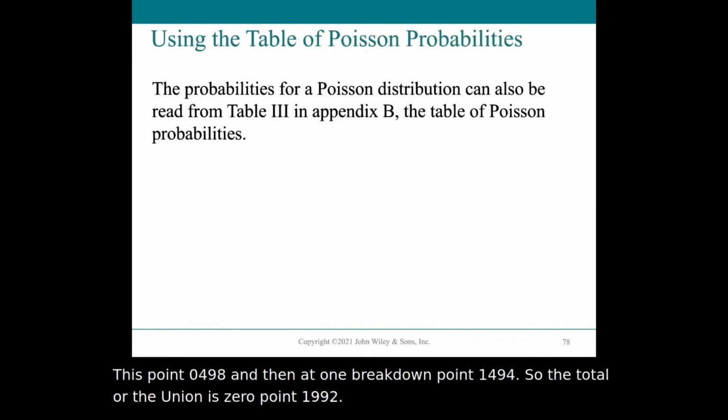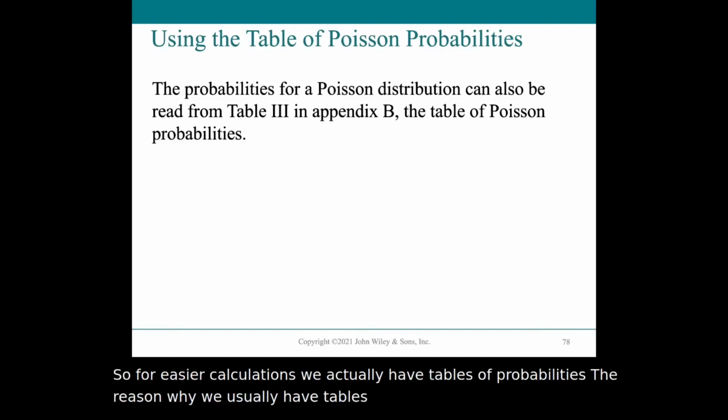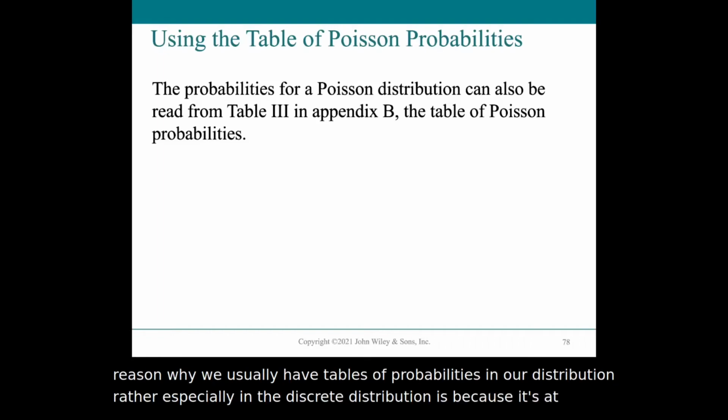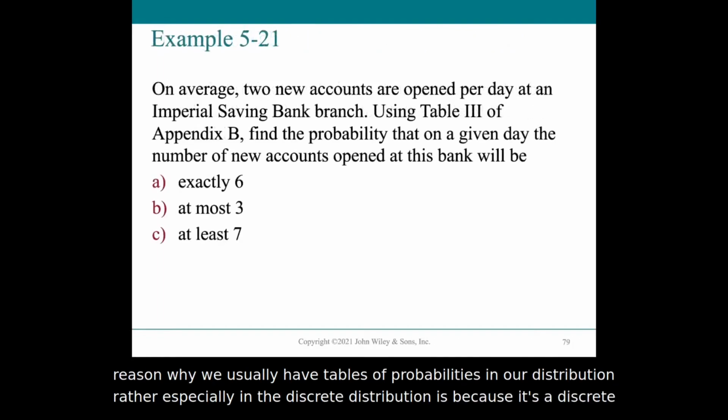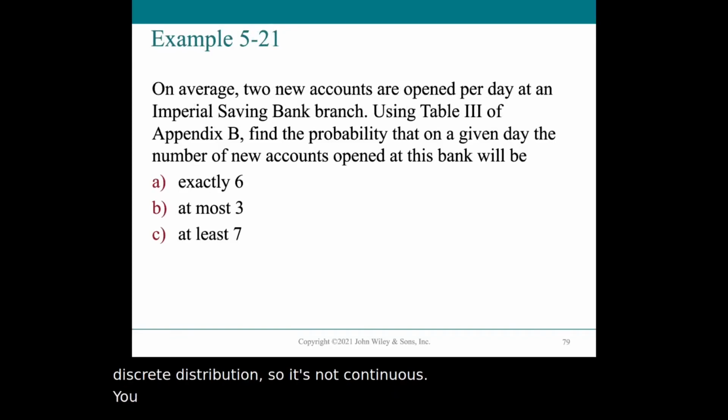For easier calculations, we actually have tables of probabilities. The reason why we usually have tables of probabilities, especially in the discrete distribution, is because it's a discrete distribution, so it's not continuous. You have fixed or discrete values.